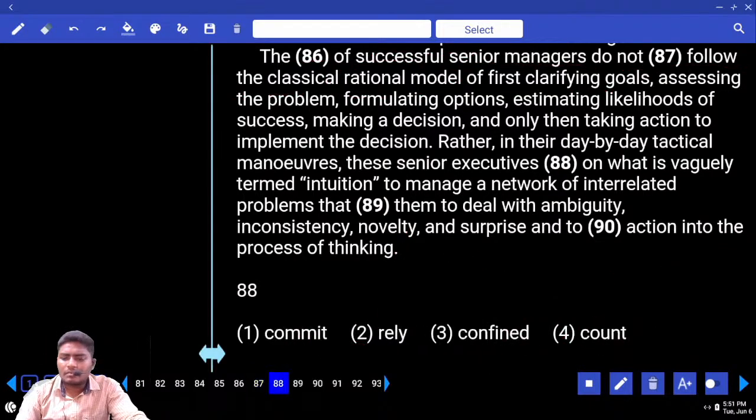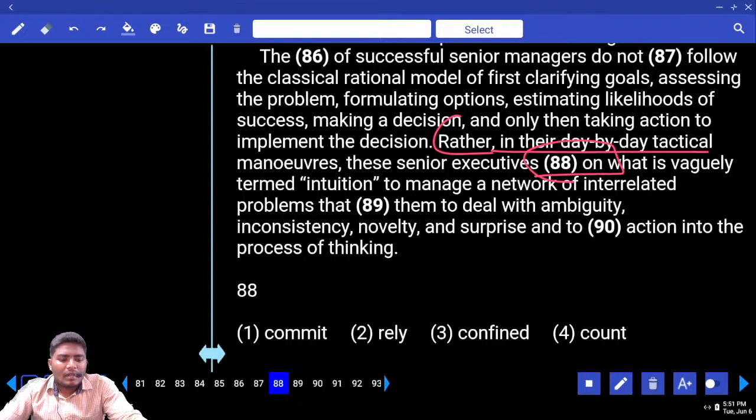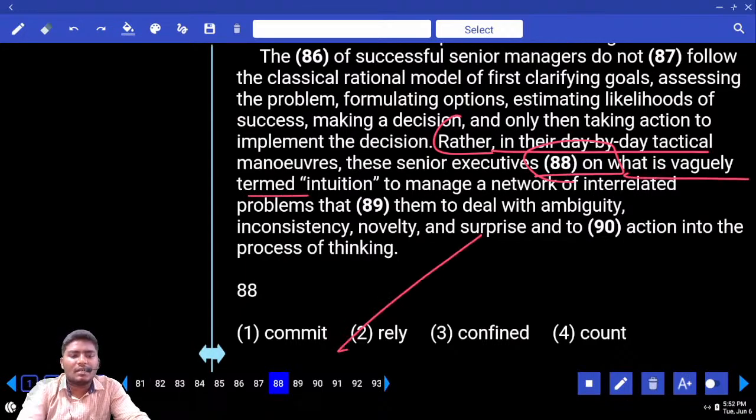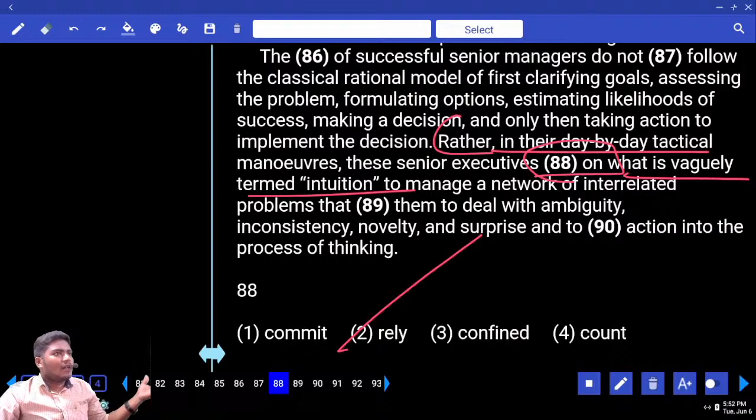Move to 88. Rather, in their day-by-day tactical maneuvers, these senior executives blank on. Very easy answer. Commit on, rely on, confide on, count on. Rely on. Rely on what? What is vaguely termed intuition to manage the network of interrelated problems. That means these senior managers depend on their intuitive ability.